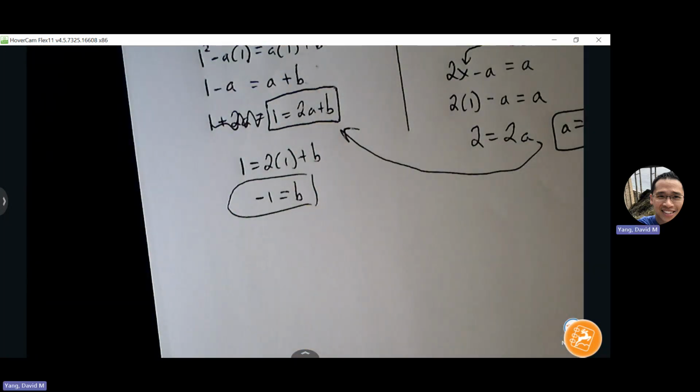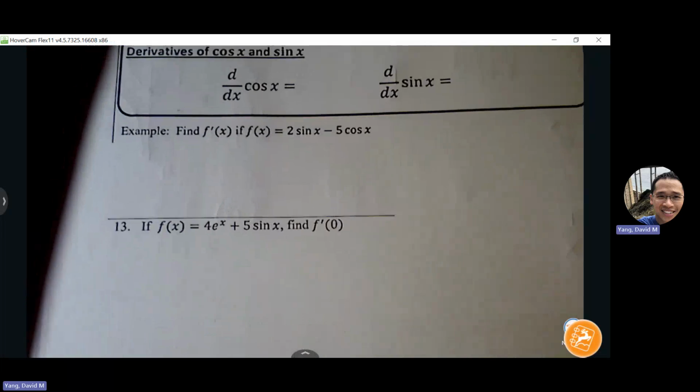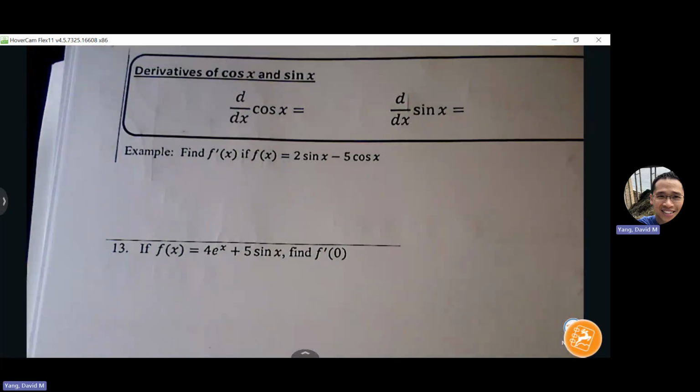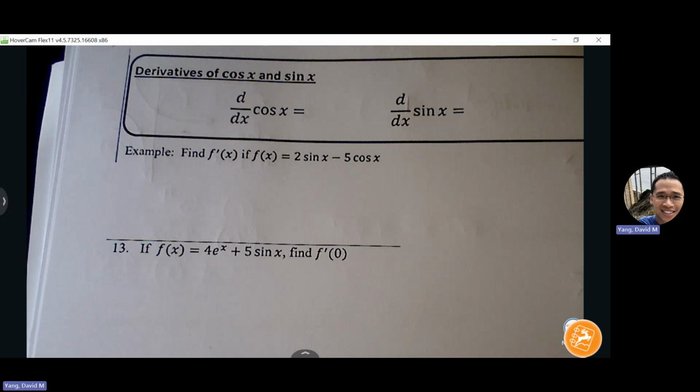Okay, next page. We're pretty good here. We're also going to talk a little bit about a brief introduction into trig derivatives. And then we'll discover a lot more towards the end of this unit after product rule and quotient rule tomorrow.